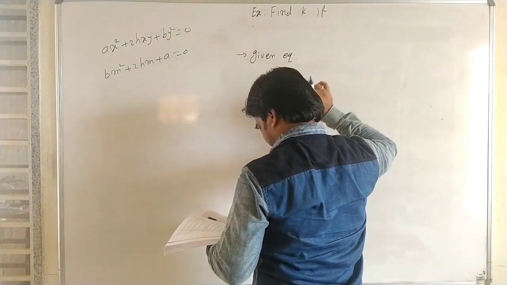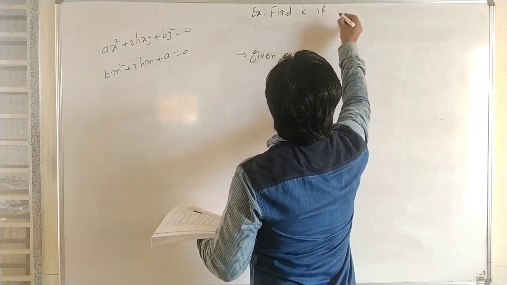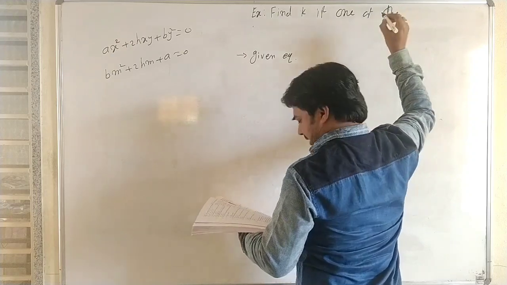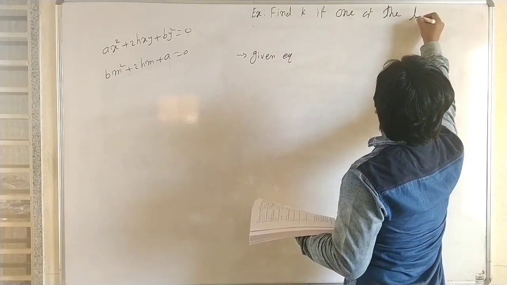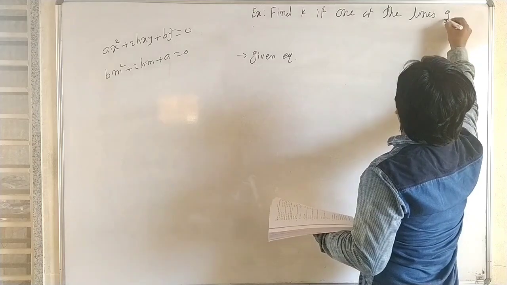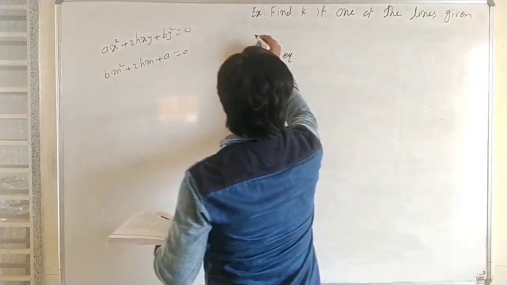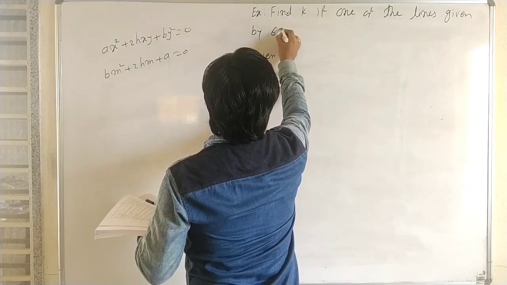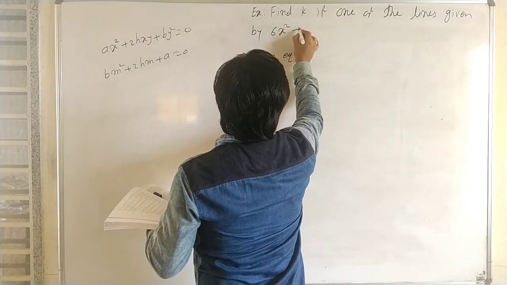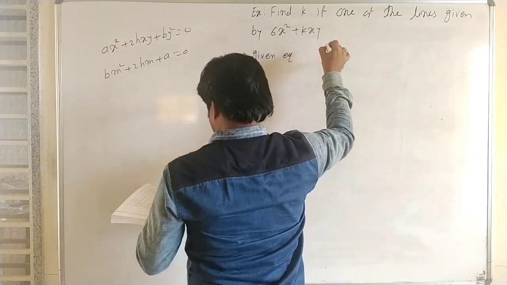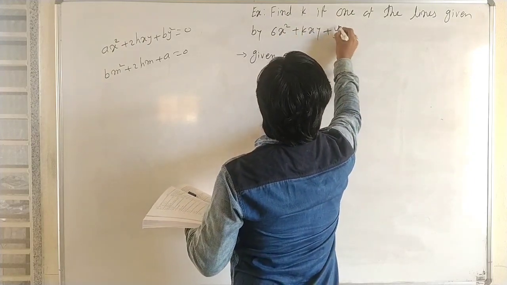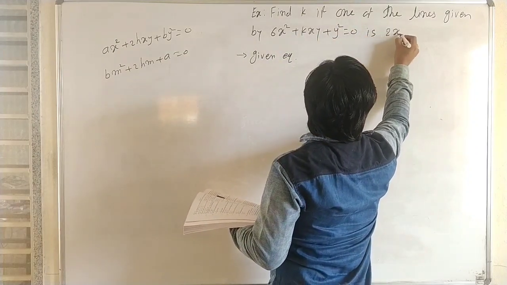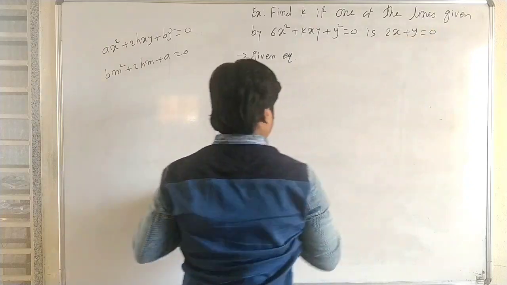Find k if one of the lines given by 6x square plus kxy plus y square is equal to 0 is 2x plus y is equal to 0.